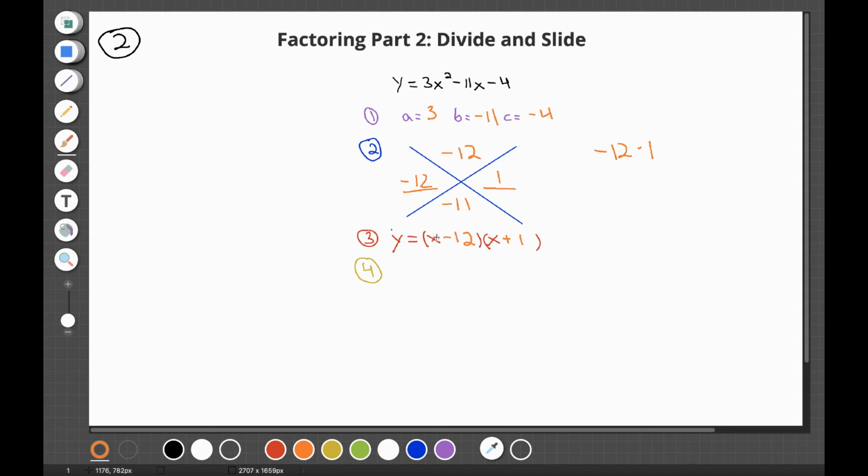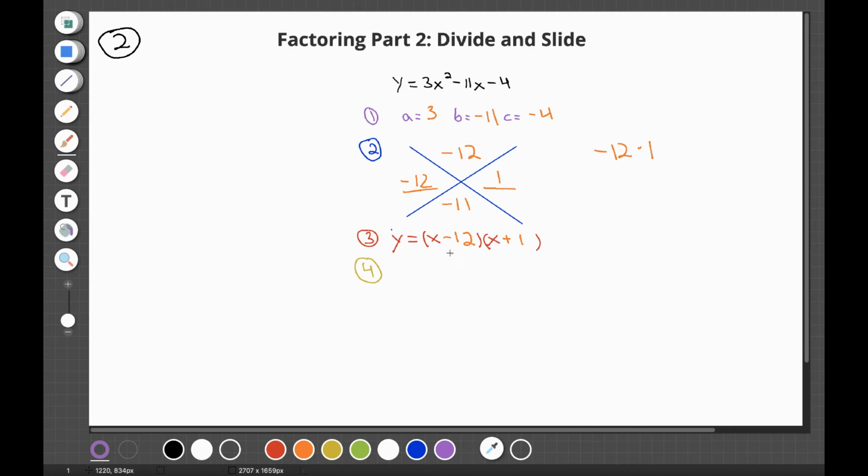Now here's the thing. If you were to go and distribute this, you do not end up with this equation. You get x squared minus 11x minus 12. That is not what we have here, okay? So there's another step, and that's what this next step is going to be. The next step is called divide and slide. It's really broken into two different pieces.